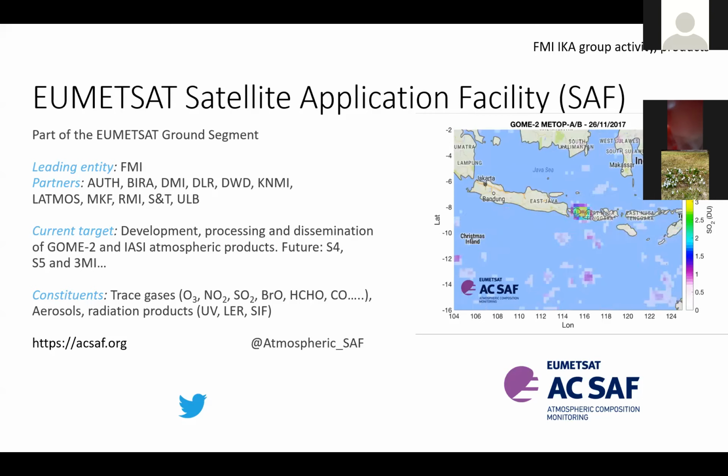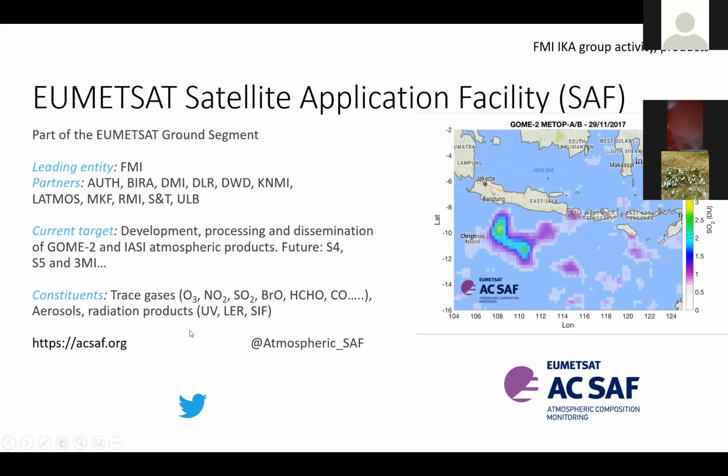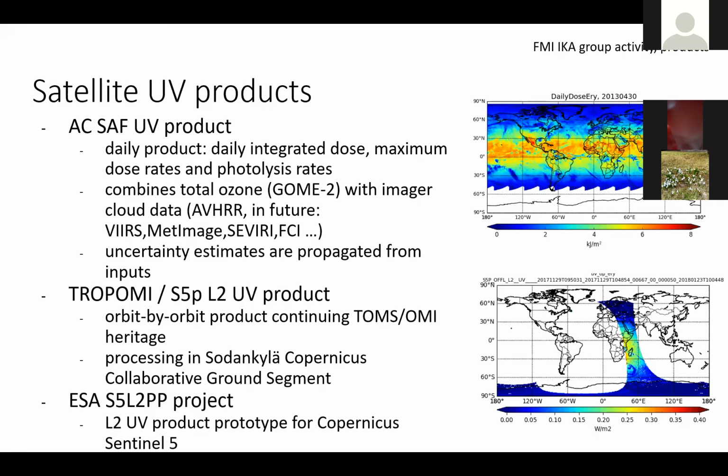This is an example of FMI products for the EUMETSAT satellite application. What is retrieved is trace gases: ozone, NO2, SO2, and aerosol and radiative products. We also develop satellite UV products at FMI in the frame of the SAF UV product and from the TROPOMI instrument and in the ESA product. So those are the UV data retrieved from satellites.